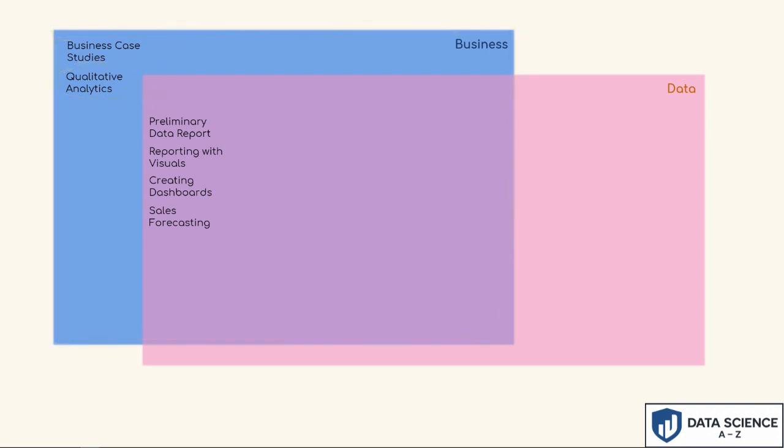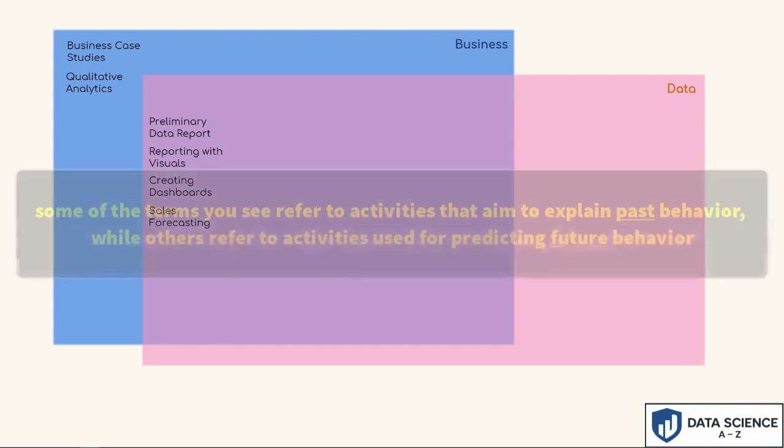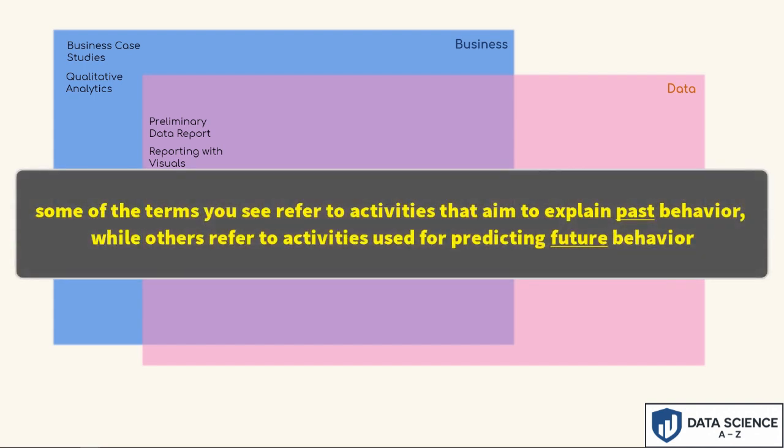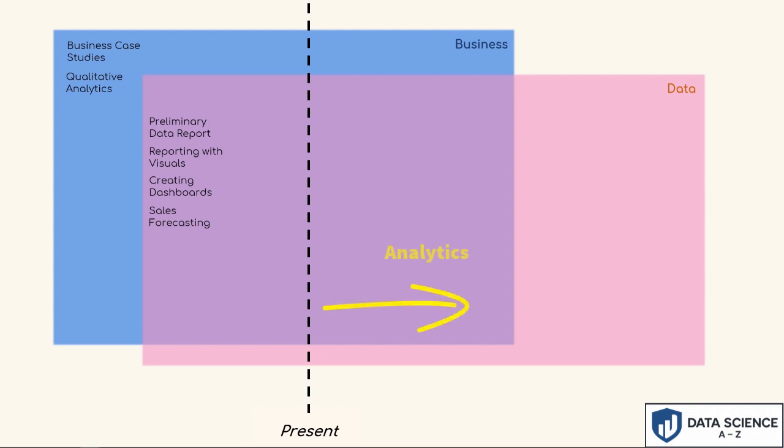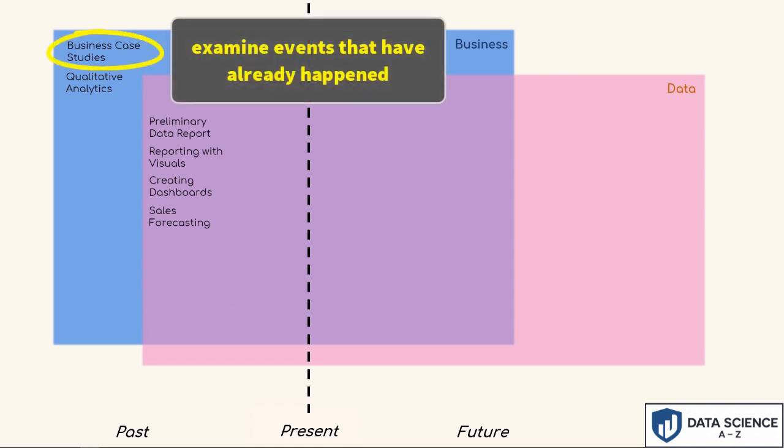Now would be the perfect time to introduce a timeline to our graph. The reason for doing that is that some of the terms you see refer to activities that aim to explain past behavior, while others refer to activities used for predicting future behavior. Let's cut the picture roughly through the middle. This line will represent the present. Okay, therefore, all terms that are on the right side of this line will regard analytics, future planning, and forecasting. And those that are on the left of the line will be related to the analysis of past events or data.